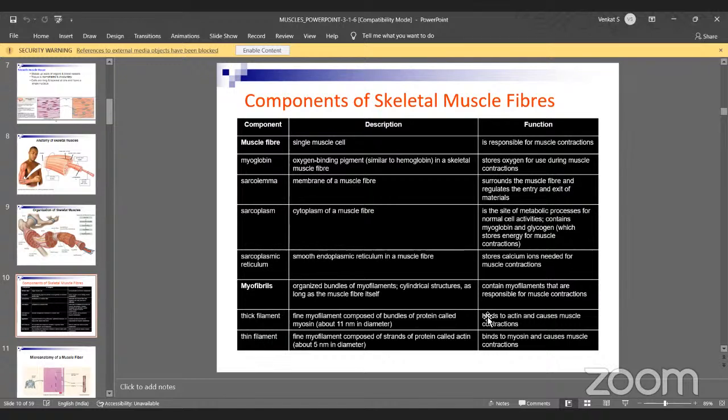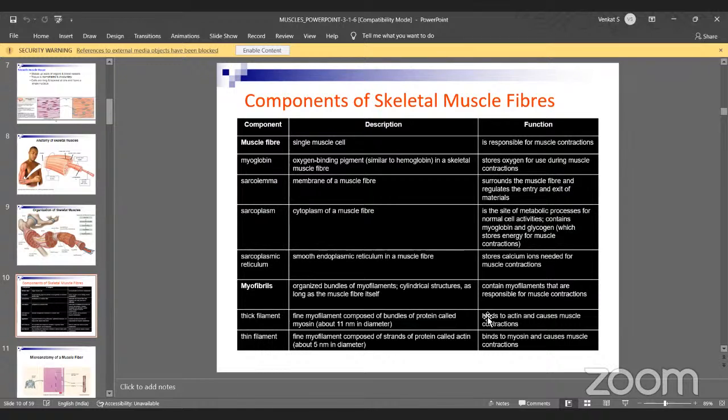Then the component is myofibrils. Myofibrils are organized bundles of myofilaments, cylindrical structures as long as the muscle fiber itself. The function is that they contain myofilaments that are responsible for muscle contractions.